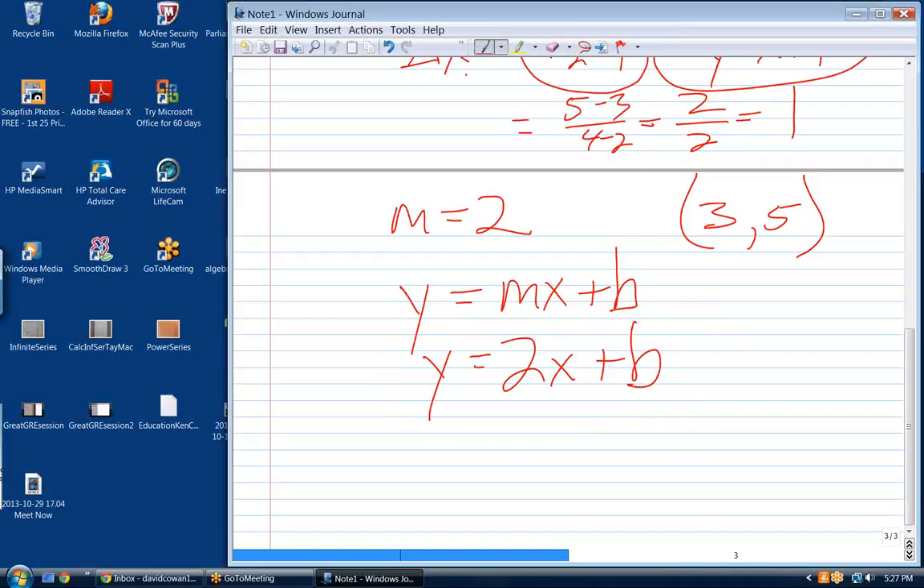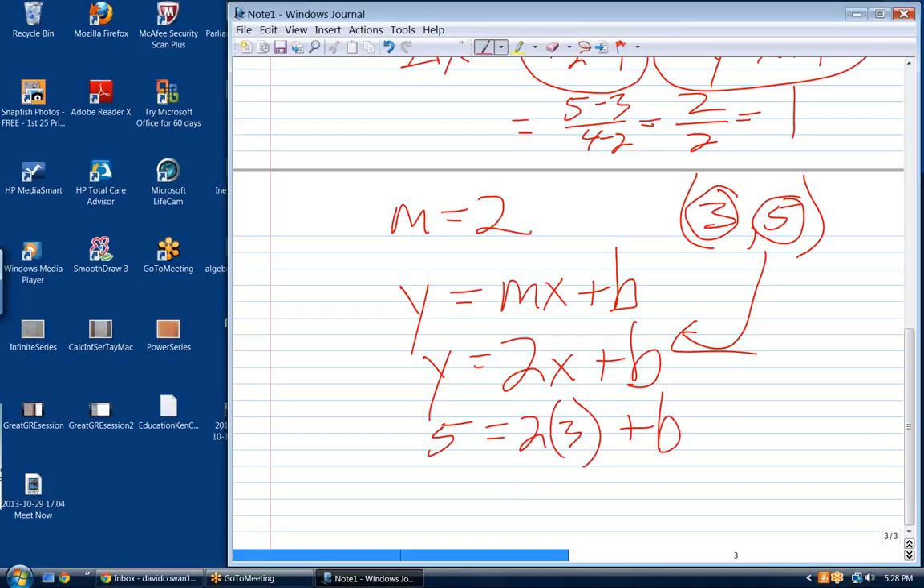Actually, I don't know. You plug in the x value and the y value into this equation. Oh, okay, yeah. And then that lets you solve for b, because then that will be the only unknown variable. So I plug in 5 for y, 3 for x. Turns out that b equals minus 1.